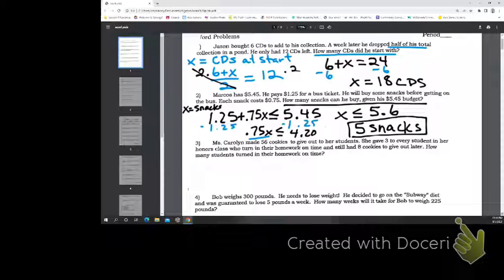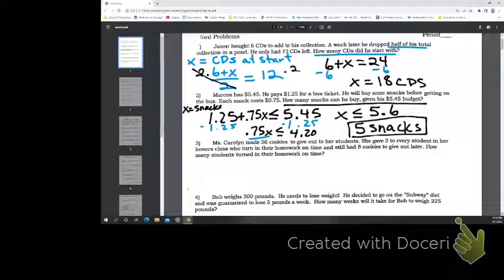So since it's less, we have to round that down. Even if it was 5.99, we still have to round it down. He does not have enough money to buy 6 snacks. He just ends up going home with 45 cents in his pocket. I think this is the only one that actually sets up as an inequality.